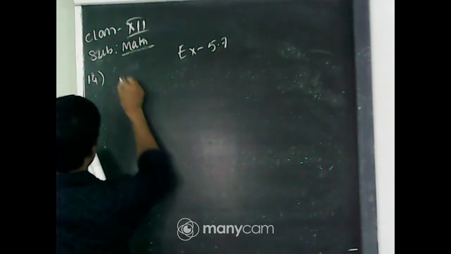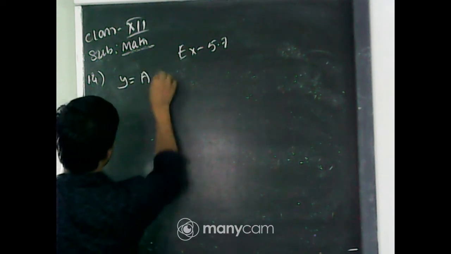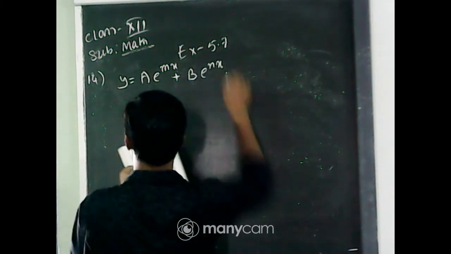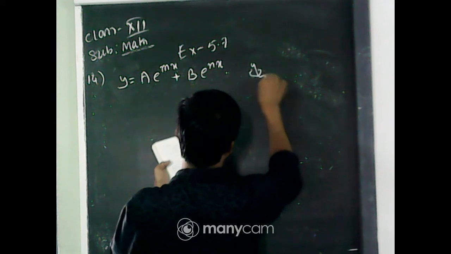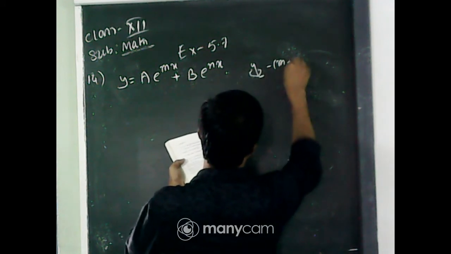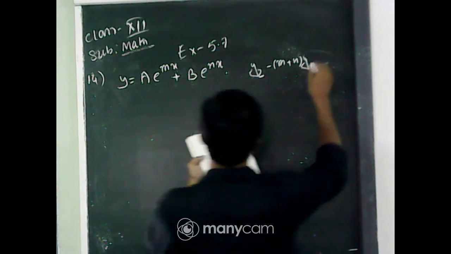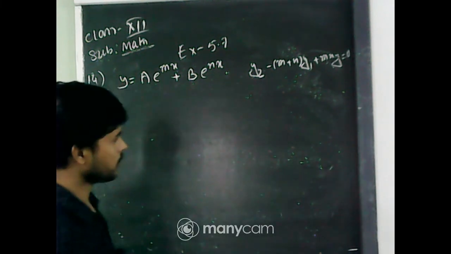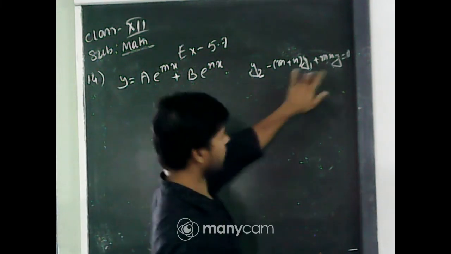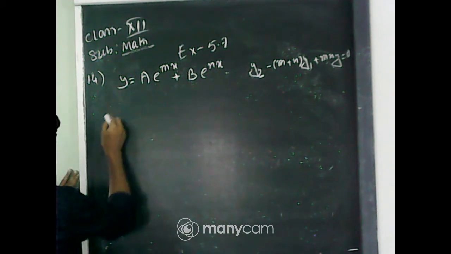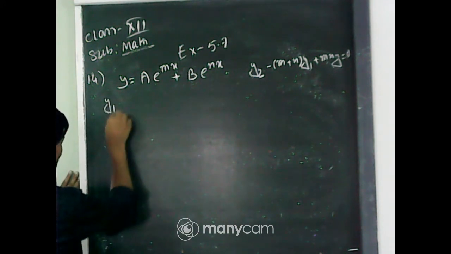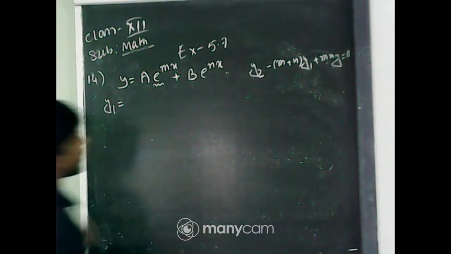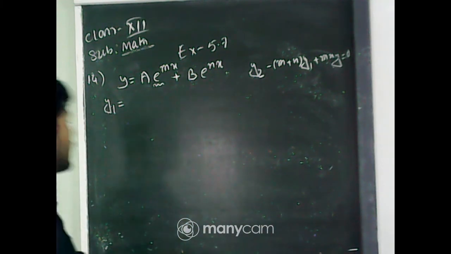So 14 is: if y equals a e to the power mx plus b e to the power nx, then we have to prove that d2y/dx2 minus (m plus n) into y1 plus mn y is equal to 0. Now we'll calculate y1 and y2 first. So differentiate this with respect to x, so that means y1 will be, okay, now tell me what will be the derivative of e to the power mx?